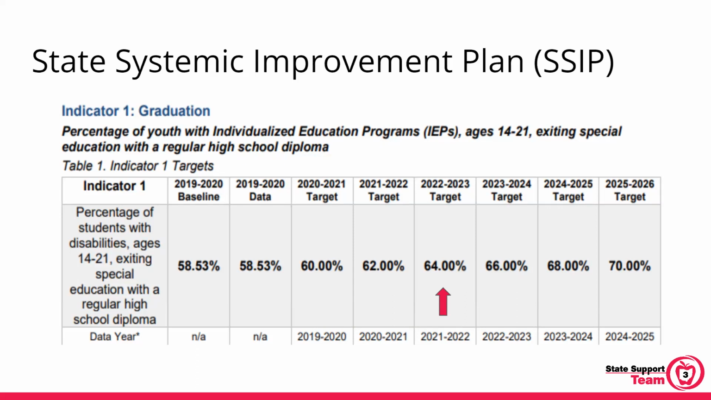Now, with the SPP profiles that were released in December of 23, it says at the top that this is based on 22-23 data. For indicators 1 and 2, that is based on data from the class of 21-22, okay? So you can see that the target for the class of 21-22 for indicator 1 was 64% of students with disabilities, or with IEPs, graduating with a regular high school diploma or graduating by the standard requirements.